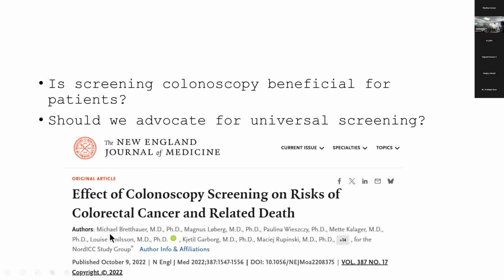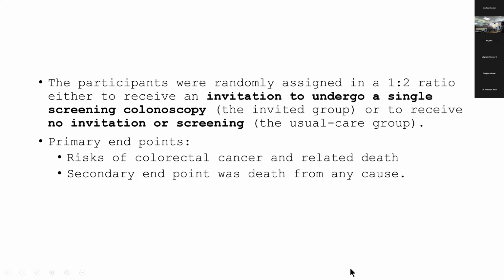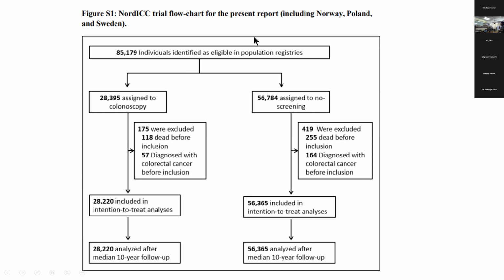So this systematic review group, they looked at effect of colonoscopy screening on risks of colorectal cancer and related death. So this was an RCT. So they want to address a question, is screening colonoscopy beneficial for patients? Should we advocate for universal screening? So what do they do? They randomly assign the population to 2 groups. One arm would get an invitation for screening colonoscopy, and the second arm are patients who actually need a colonoscopy. And then the primary endpoint was risk of colorectal cancer and related death. And secondary endpoint was death from any cause. So this was called the Nordic trial.